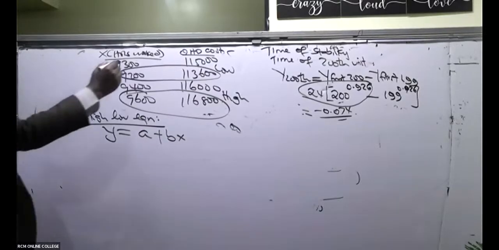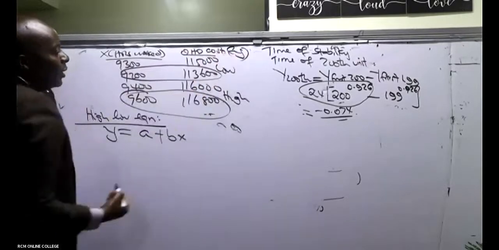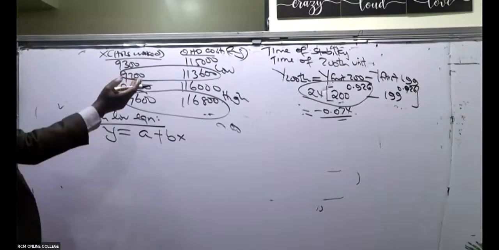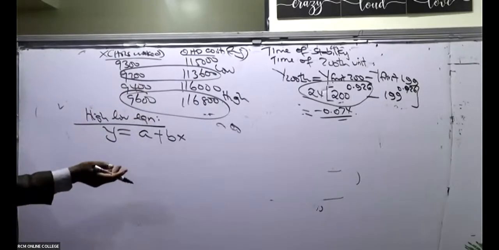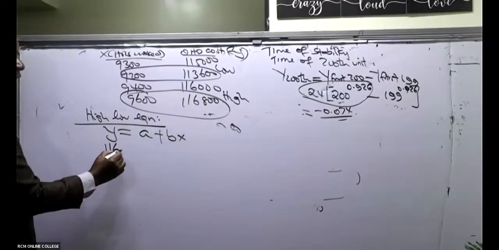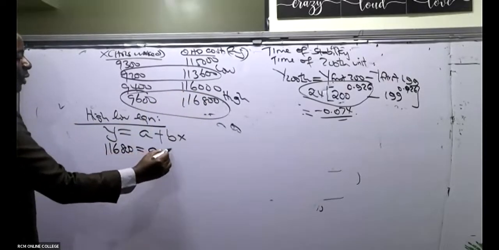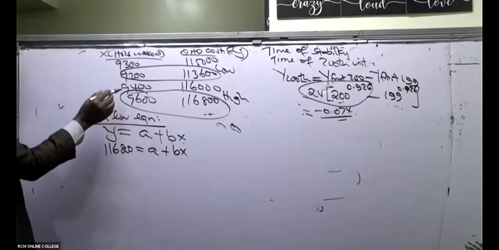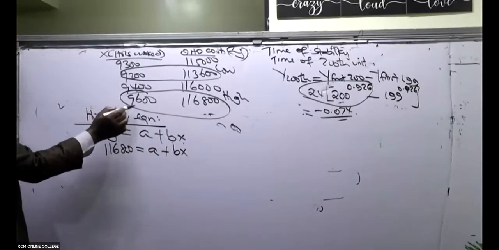So remember, this is your Y. Let's pick the low or the high. You can start with any. Start with the high. So the Y for the high is 116,800 equals A plus B times X. X, of course, for the high is 9,600.